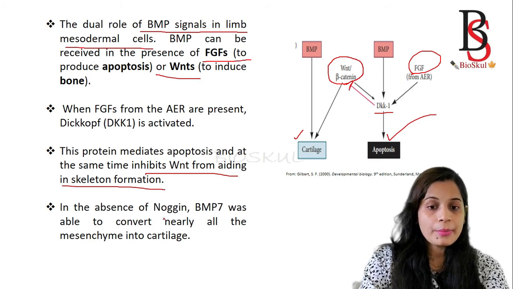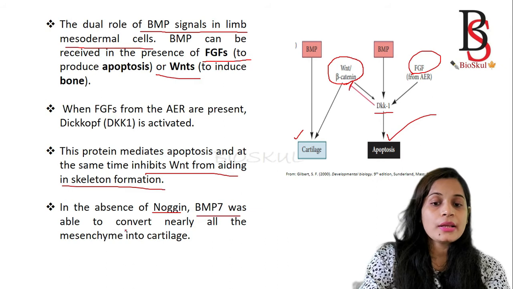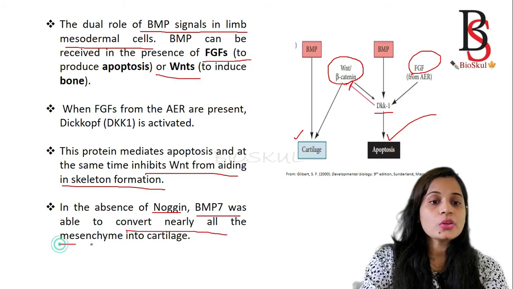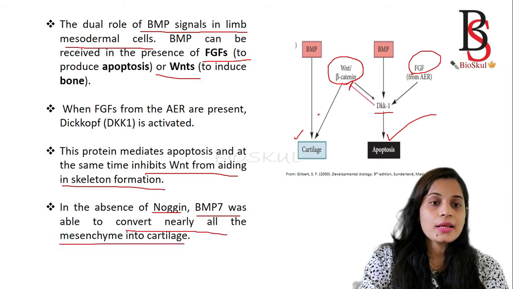Okay. So in the absence of noggin, the BMP inhibitor, and where is it found? It is found in the finger. Okay. In the absence of noggin, BMP7 was able to convert nearly all the mesenchyme into cartilage. Okay. This is very important.